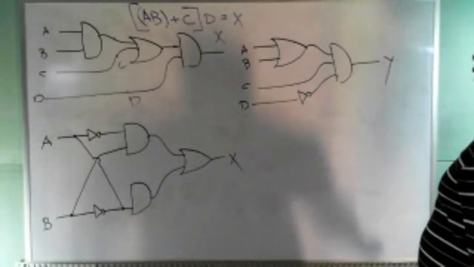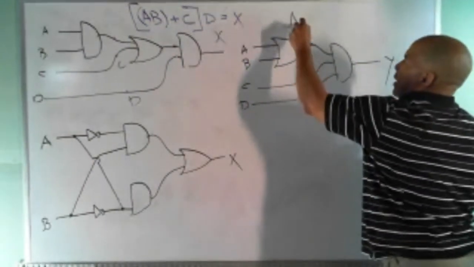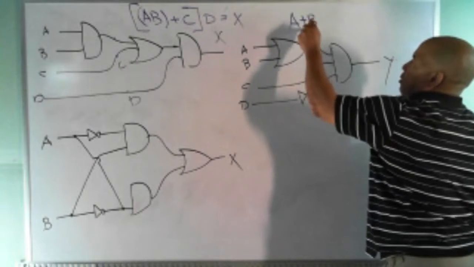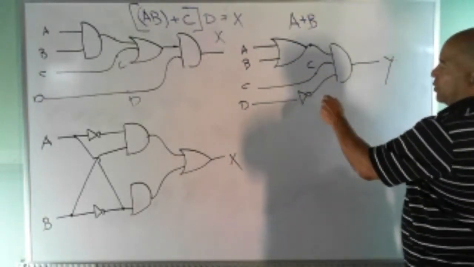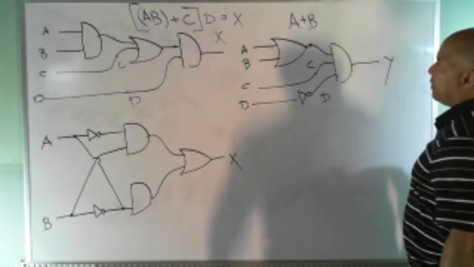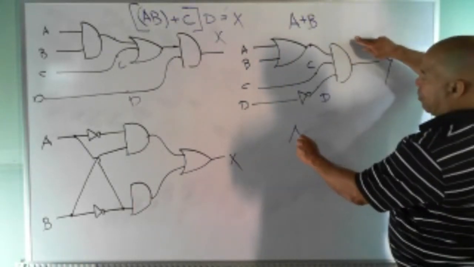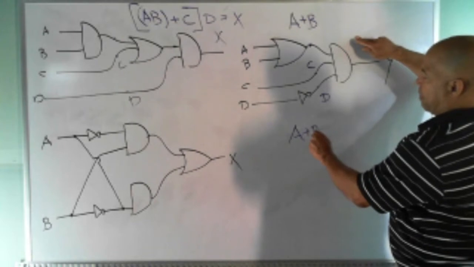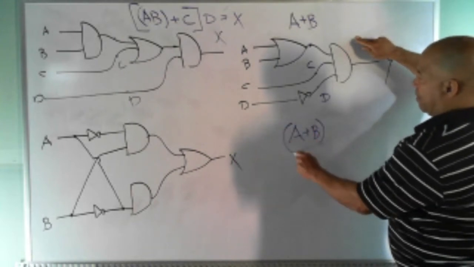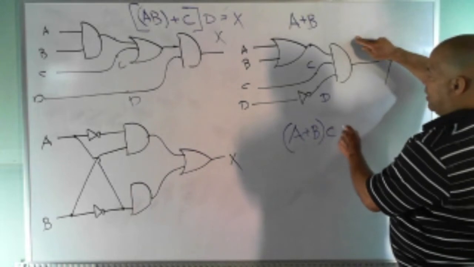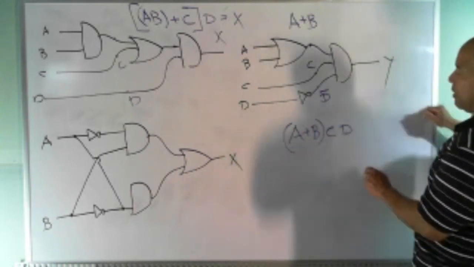And then this one, at this point, I take A and B and I OR it. And then here I got C, but right here, this inverter is going to make this D NOT, so I flip it. So I end up ANDing all this together. I end up taking A OR B and ANDing that with C and D. This should be a D NOT. When I hit that inverter, it's a D NOT. And that's going to equal Y.